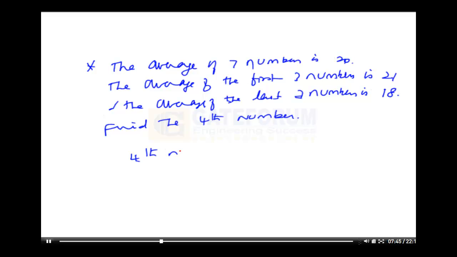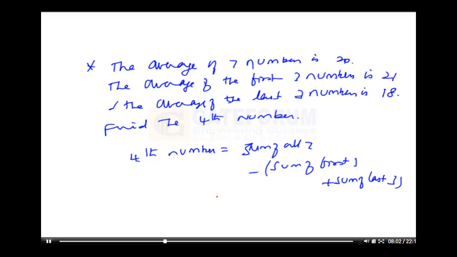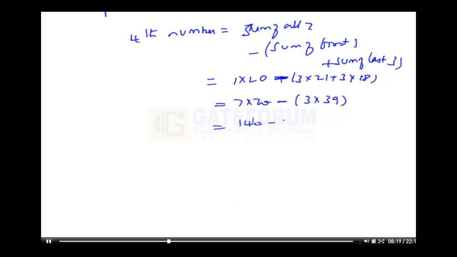So the fourth number is equal to the sum of all the 7 minus the sum of first 3 and sum of last 3 numbers. So 7 into 20 minus 3 into 21 minus 3 into 18. 7 into 20 minus 3 into 39. So 140 minus 117. So the fourth number is 23.